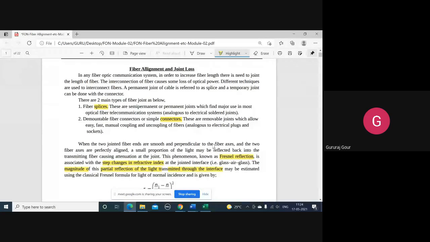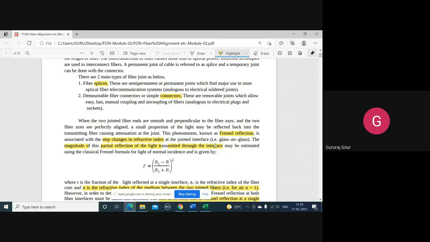Fiber splices will give you semi-permanent or permanent joints, which are like soldered joints. Decoupling or demountable fiber connectors are analogous to the electrical plugs or sockets, which are known as the connectors.